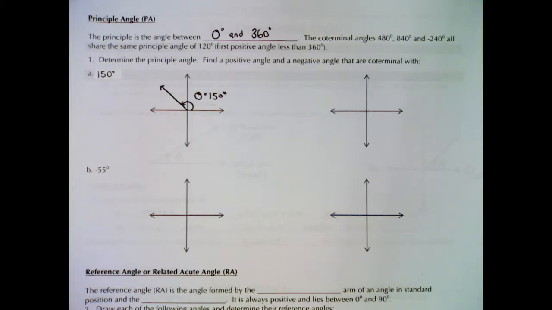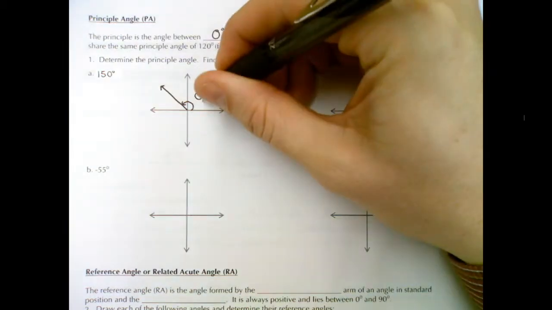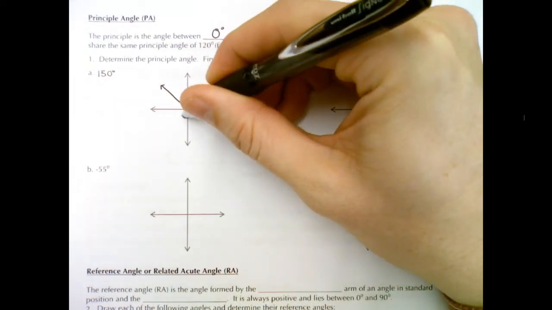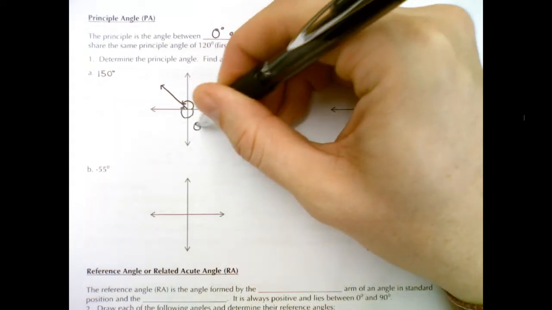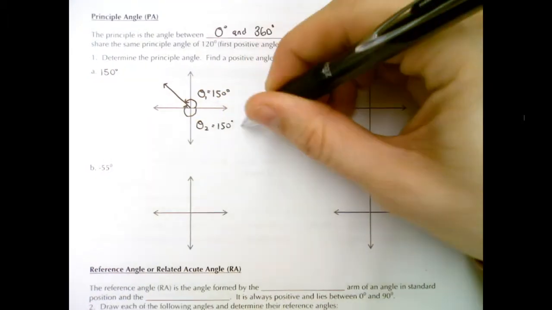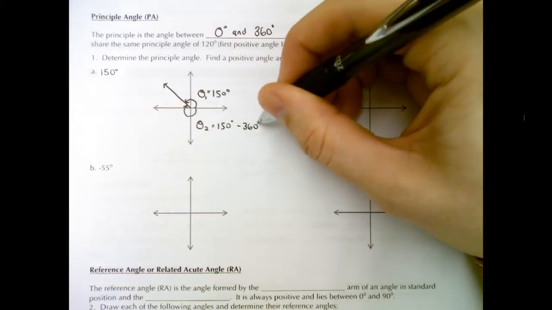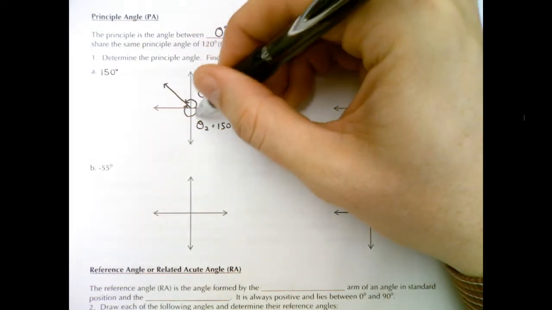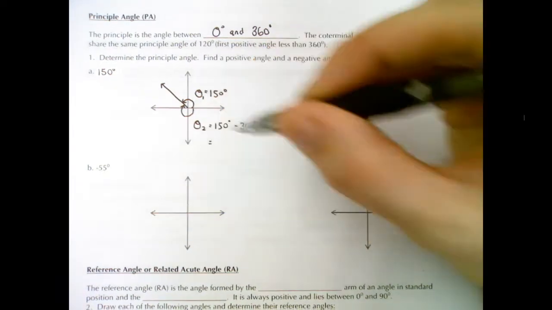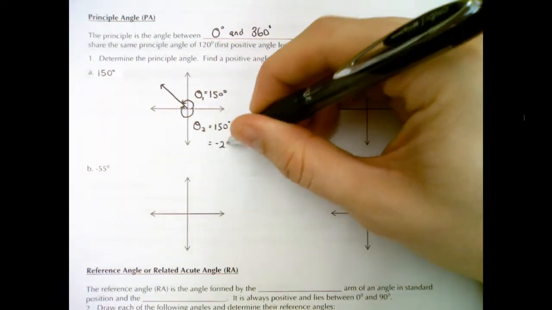There's my 150. My first coterminal angle would just be rotating backwards to get there. And to find that, I'm just subtracting 360, because I'm going here and then rotating backwards a full 360 to end up in the same spot. If I subtract 360, I get negative 210 degrees.